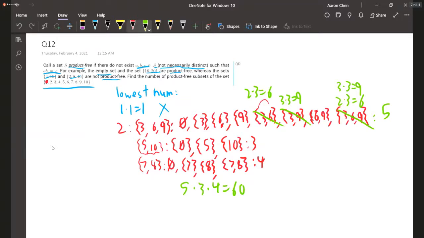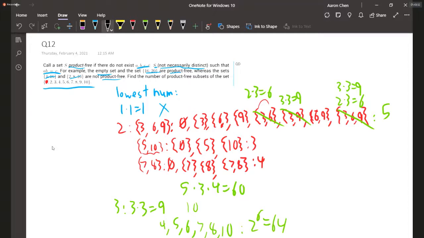And now we can look at when the lowest number is 3. When it's 3, the smallest number that has restrictions on it is 3 times 3, which is 9. And there are no restrictions for 3 on 10. So for this case, we can take any of the numbers from the set {4, 5, 6, 7, 8, 10}. And so there's a total of 6 numbers here. So the total number of possibilities for this case is 2 to the 6, which is 64.